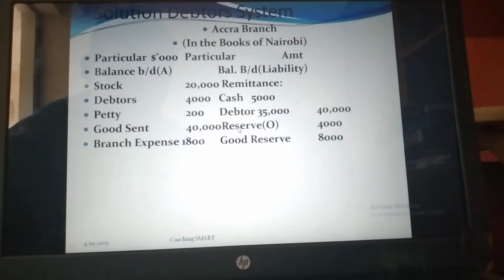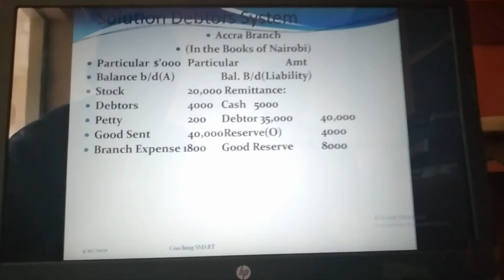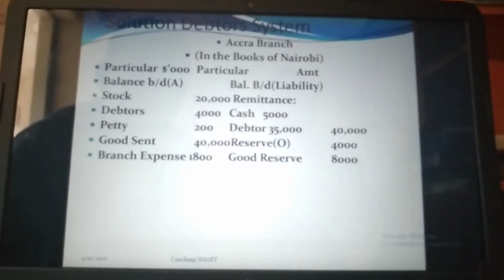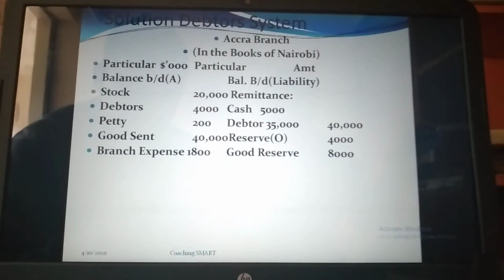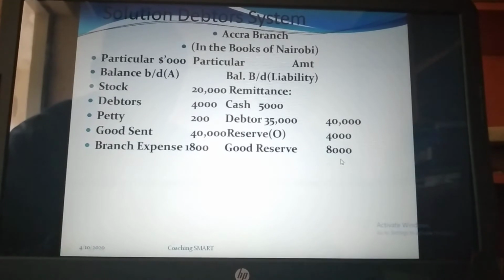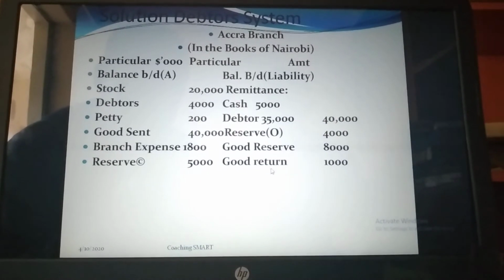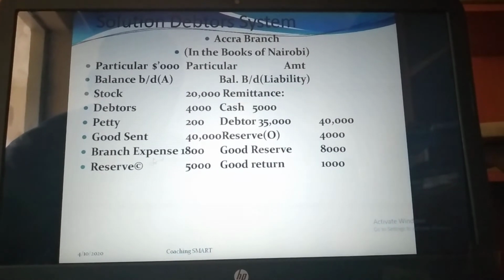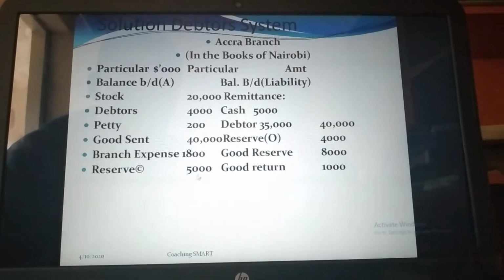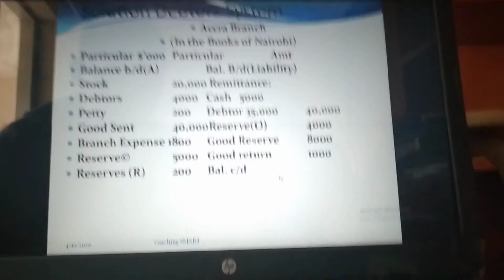Then reserve, we come to reserve. How much is the reserve? 4,000. Remember the reserves that we got for opening. Goods sent reserve 8,000. And then we have goods return 1,000. Reserve for closing is 5,000. And then reserve for return is 2,000.